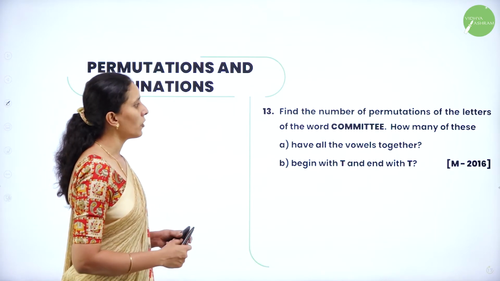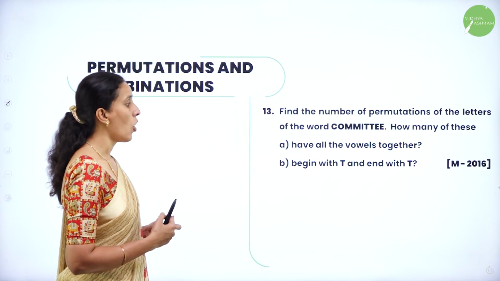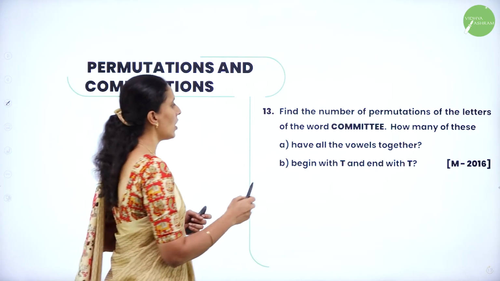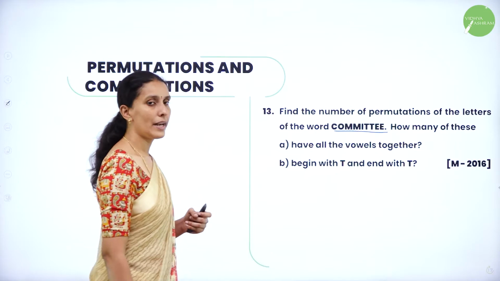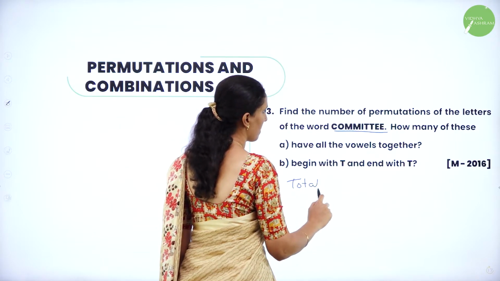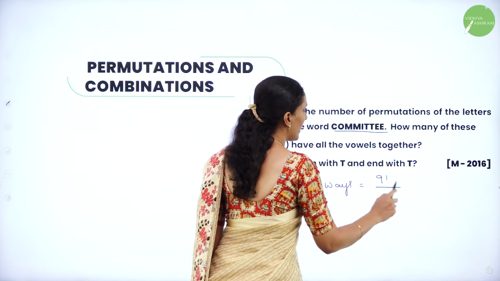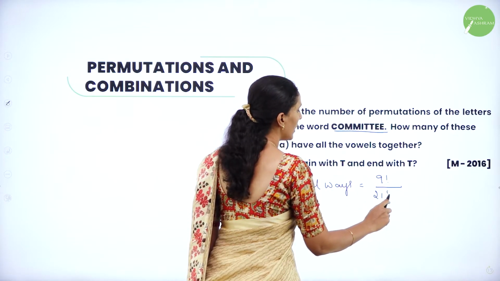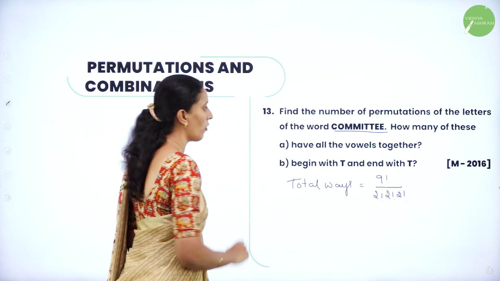Next, find the number of permutations of the letters of the word committee. How many of these have all vowels together, begin with T and end with T? So how many letters we have? We have total 9 letters. So therefore total ways will be 9 factorial. But under 9 factorial, we have M repeating 2 times, T repeating 2 times, E repeating 2 times. So this is the total number of ways.